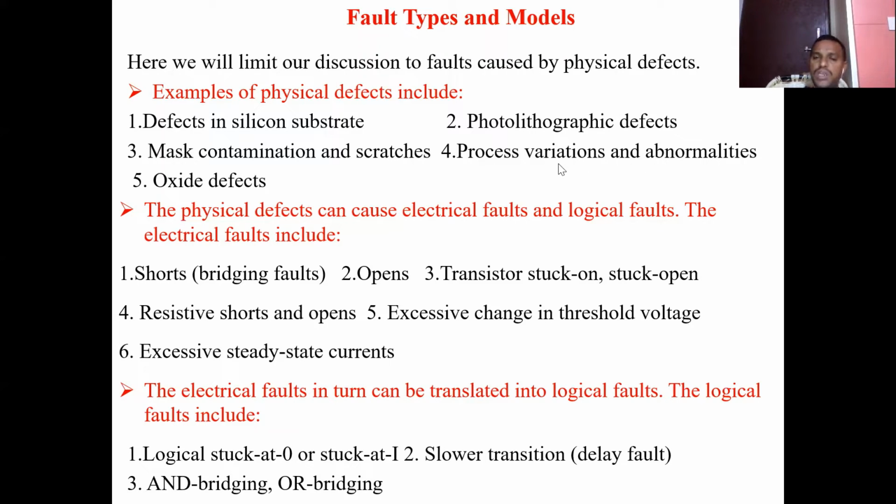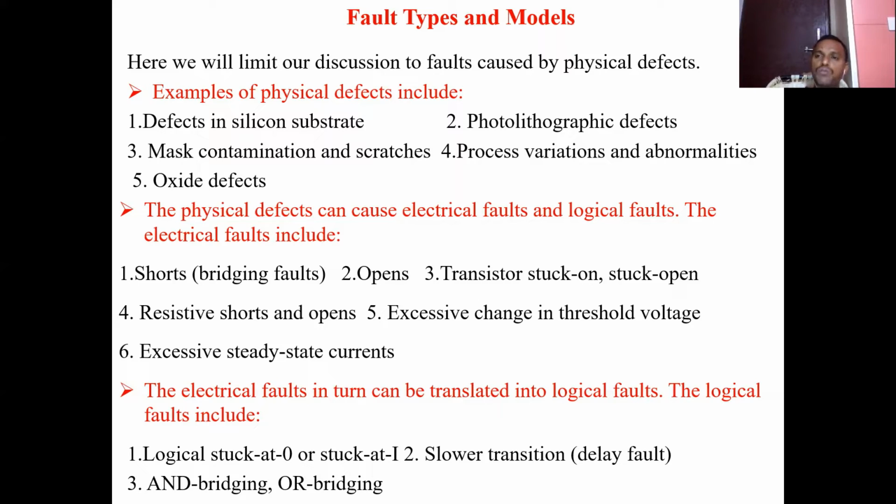If there is any process variation, meaning first we use one process and after that sometimes we change the process, then due to that, if we get any abnormalities, that is also under physical defects. And a very important one here is oxide defects.